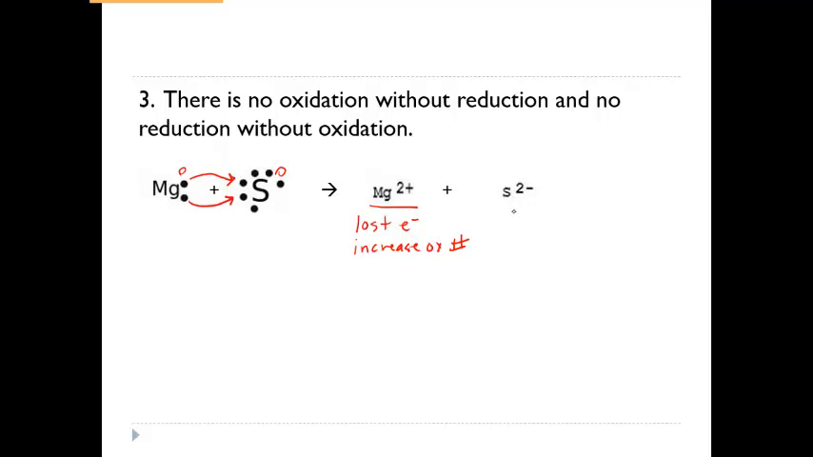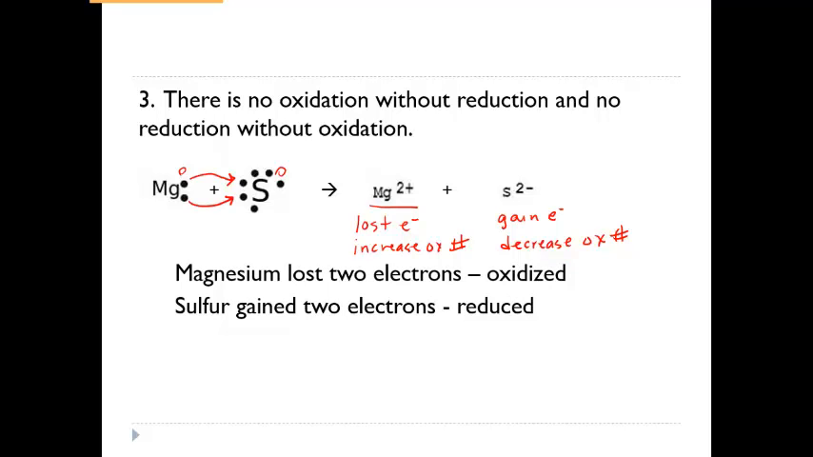Sulfur, on the other hand, because it gained electrons, went from a 0 to a -2, so it has seen a decrease in its oxidation number. You can't have one without the other. You can't have one losing without something gaining. So oxidation reduction will always go together in pairs like that.